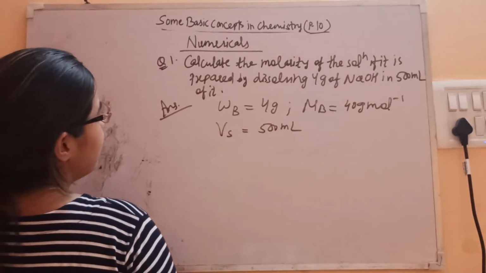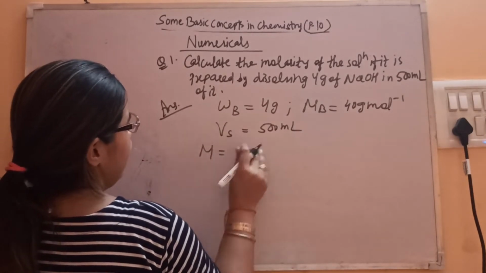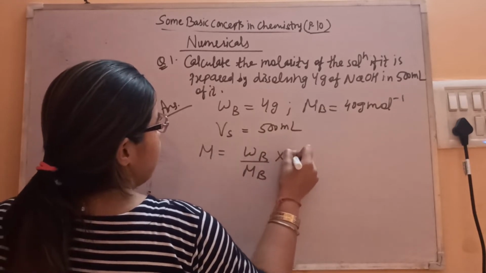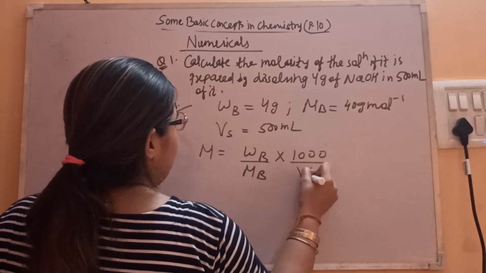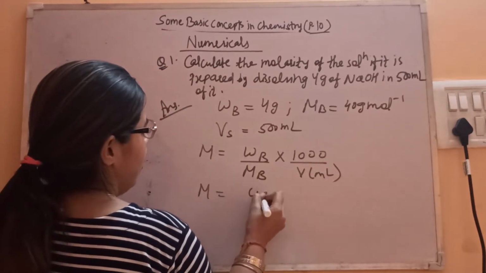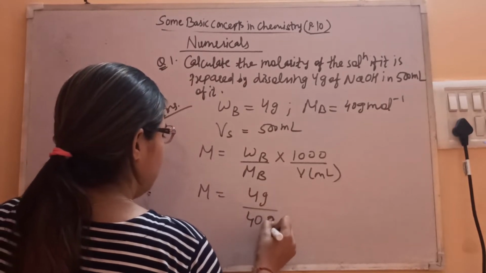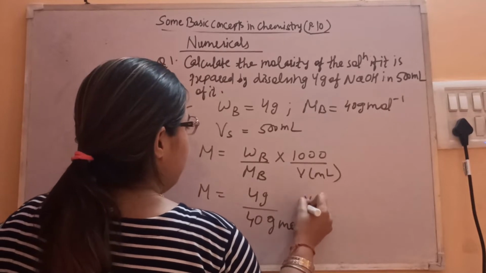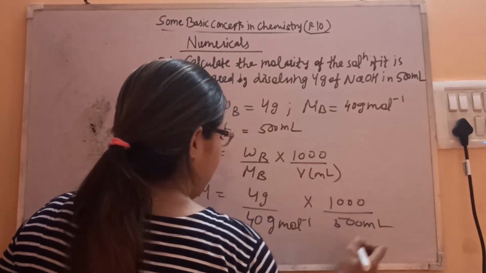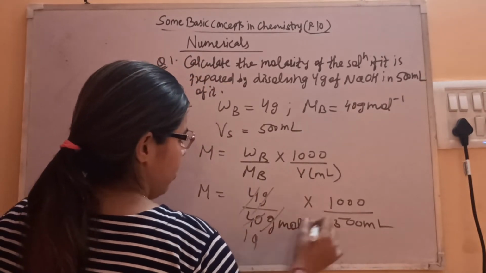Fine. Okay. So write down the formula of molarity. Given mass by molar mass, it is given in ml, so 1000 factor will come. Fine, substitute the values. 4 gram divided by 40 gram per mole into 1000 divided by 500 ml. Okay, let's convert it into liters. So gram cancel out.